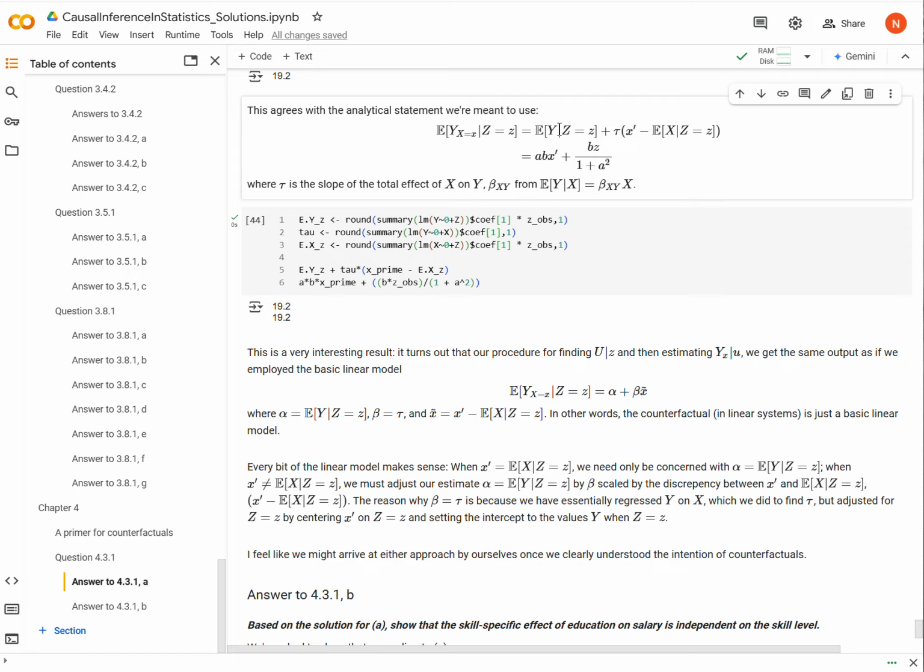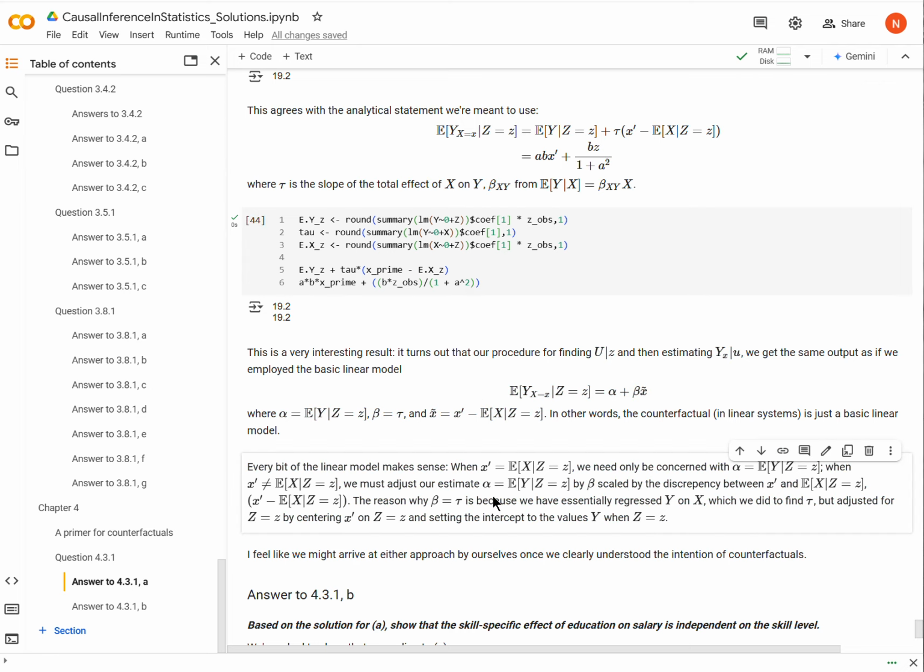In other words, when x prime equals its expected value when z equals z, there's no more information given by x prime that isn't already contained when z equals little z. So we only need to be concerned with the alpha term here, the intercept, the expected value of y when z equals z. But when x prime is not equal to the expected value of x when z equals little z, then we need to modify this intercept up or down by tau scaled by the extent to which x prime is different from the expected value.